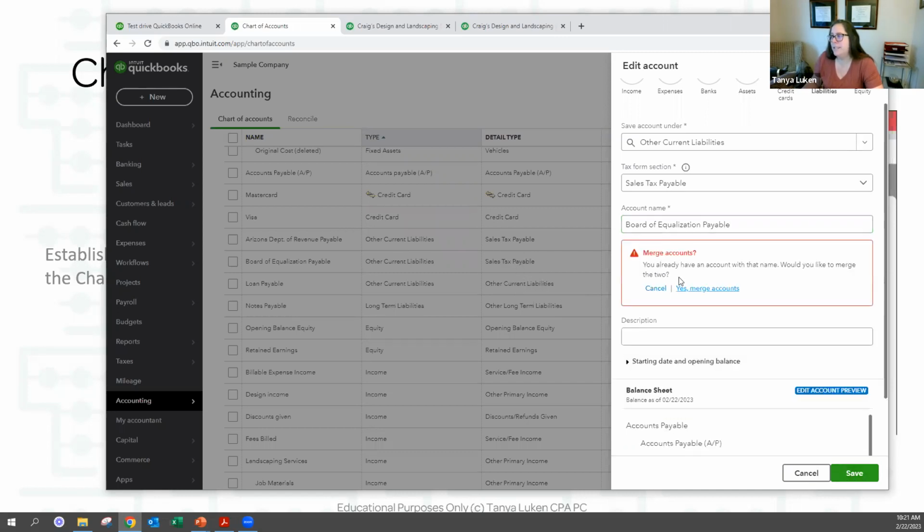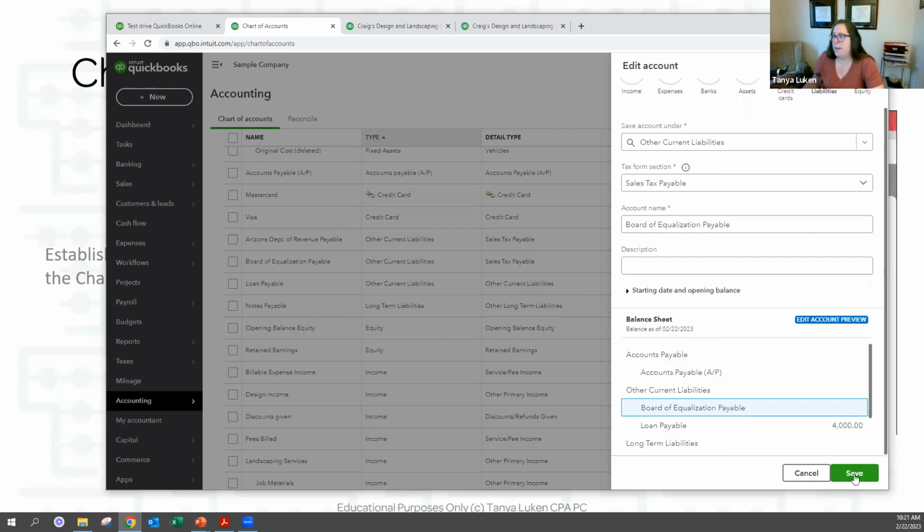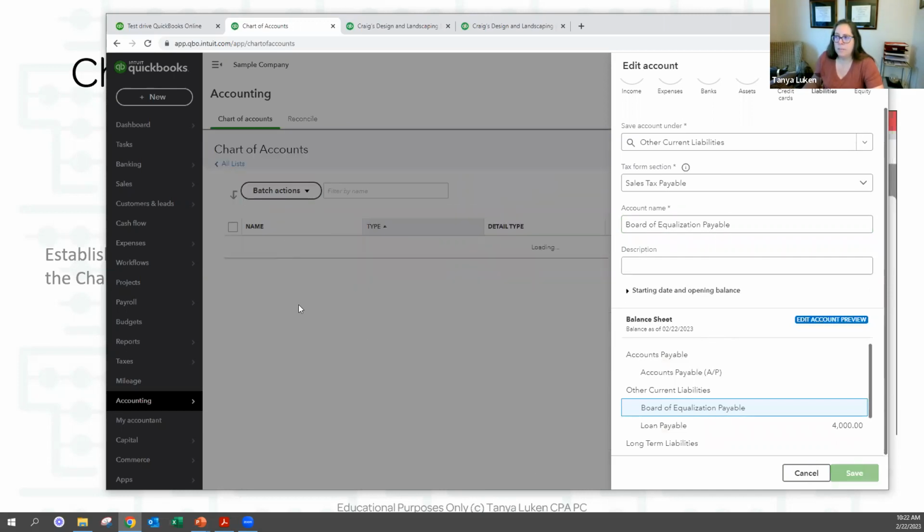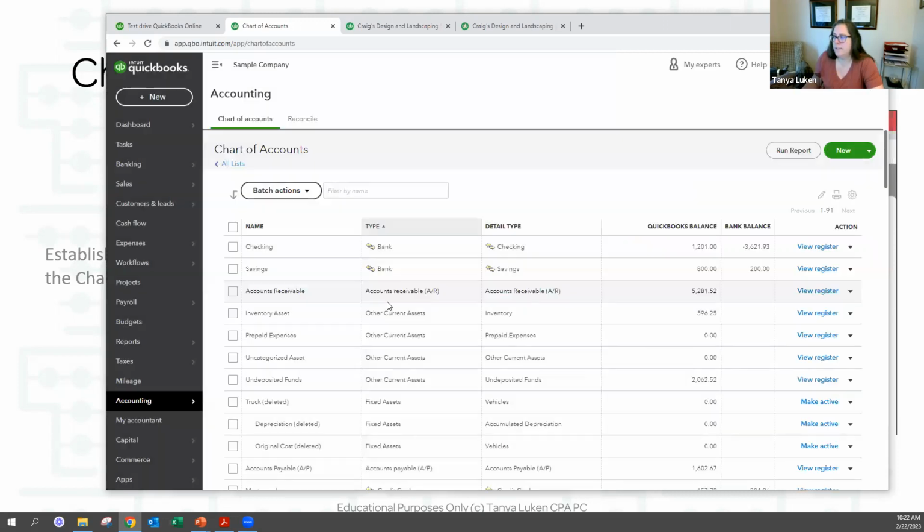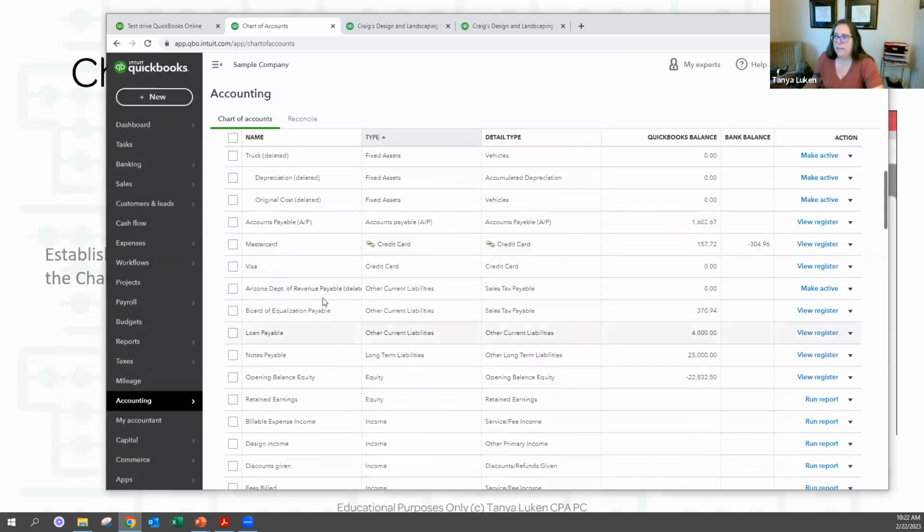So if I save this, it's going to say, hey, there's already an account with that name. Do you want to merge them? And I'm going to say, yes, merge them together. And then when I save, my Arizona Department of Revenue payable is going to come off my list. It shows as deleted here, so I could make it active again if I needed it. But we don't. So that's how, if you're like, oh shoot, I have an office supply account and an office supplies account, you can make them the same if you end up with two.